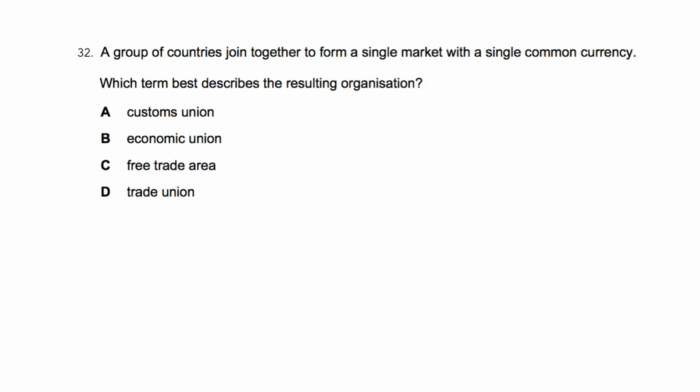A group of countries join together to form a single market with a single common currency. What is this called? It's called single market, single currency, it's economic union. Easy.